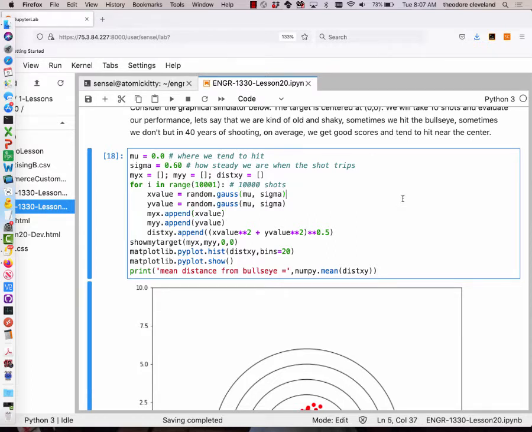To get an idea how good we are, this is how we, at least in Russia, this is how we decide who gets to go to the Olympics and who gets to have their organs harvested without anesthesia. So they're going to let them have 10,000 shots and see how they do.